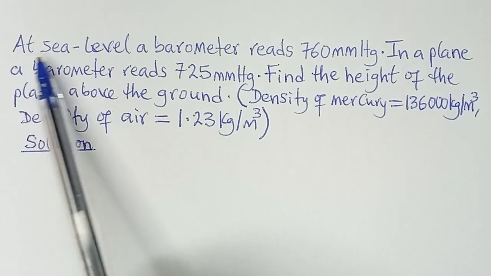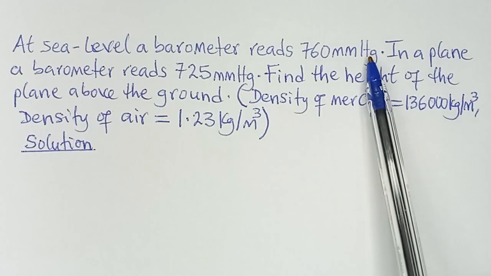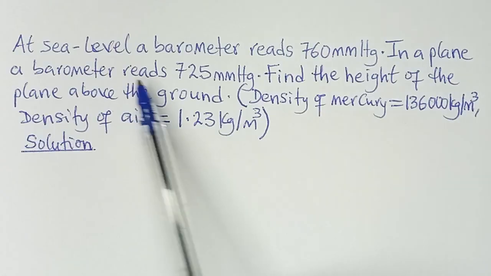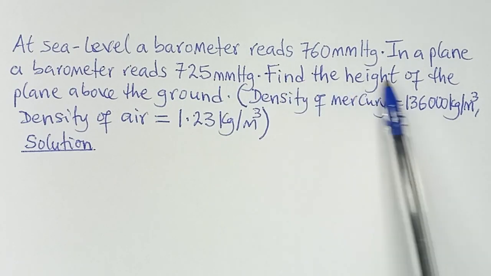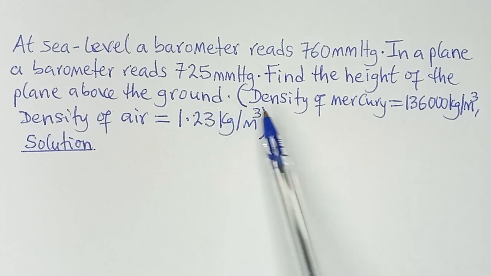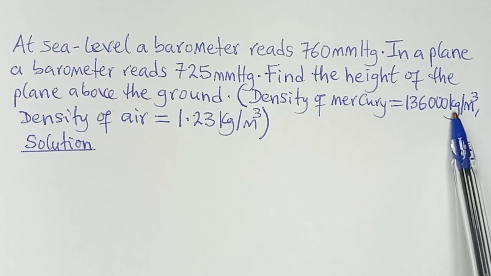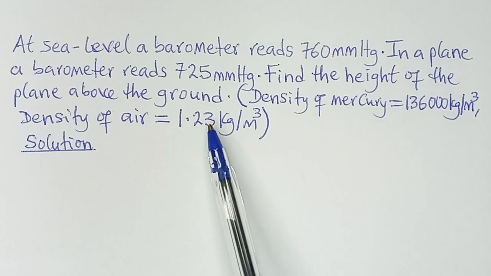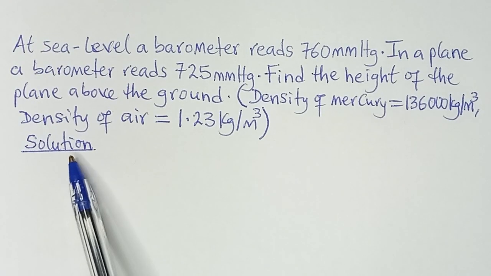The question I have here says, at sea level, a barometer reads 760 millimeter mercury. In a plane, a barometer reads 725 millimeter mercury. Find the height of the plane above the ground. And then we are given the density of mercury as 136,000 kilogram per meter cube, and the density of air as 1.23 kilogram per meter cube. So we're asked to find the solution of this problem.